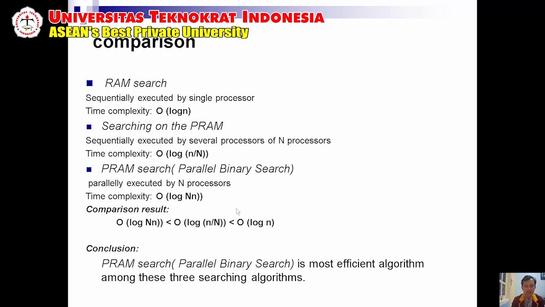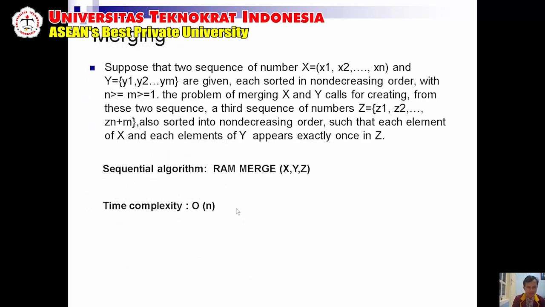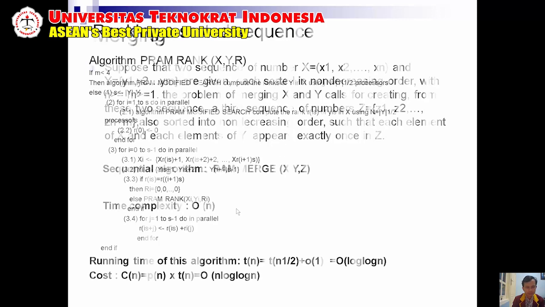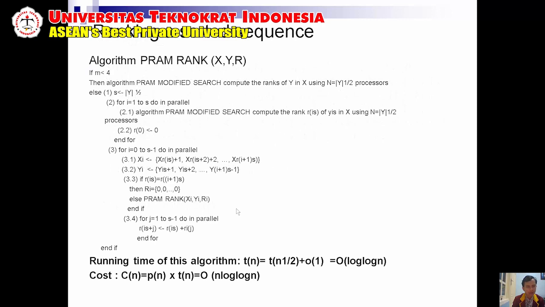Merging. Suppose two sequences of numbers x and y are given, sorted in non-decreasing order. The problem of merging x and y calls for creating from these two sequences a third sequence z, also sorted in non-decreasing order, such that each element of x and each element of y appears exactly once in z, making a sorted sequence.